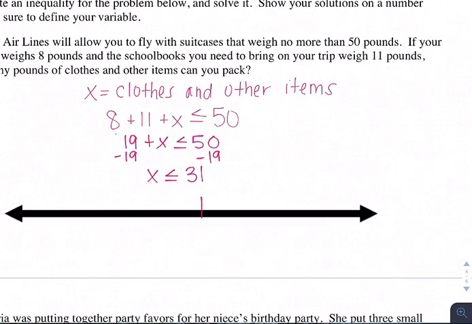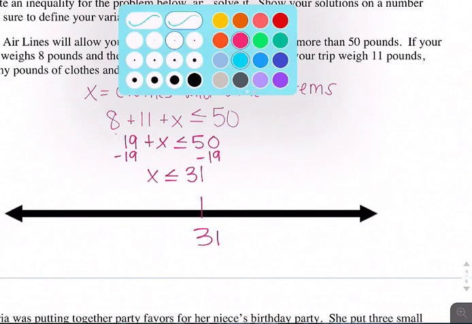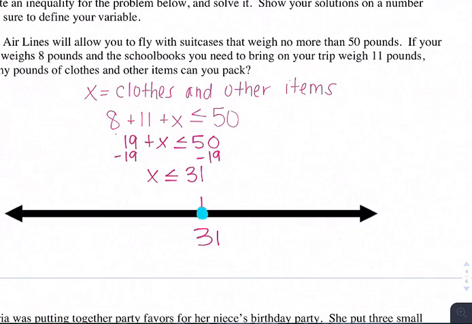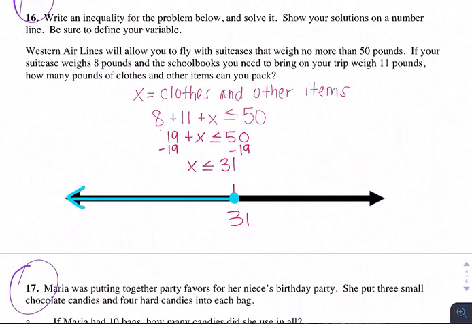So here I'm just going to say that this is 31. And it's a closed dot because 31 is part of the solution. And then my line's going to be going to the left towards the numbers that are less than 31. So we have to do something that makes it true. What makes it true? So it can be 31 or any number less than 31 is the number of pounds of clothes and other items you can pack.